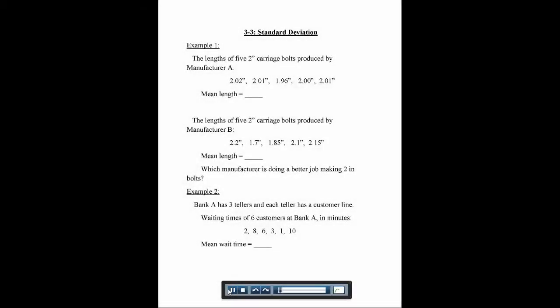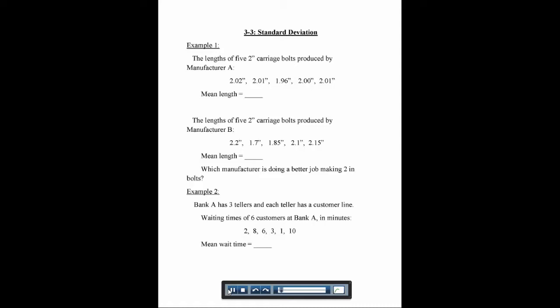In section 3.3, we're going to talk about how to find the standard deviation of a data set. So first, we're going to explore a little bit about why we need standard deviation. Okay, so we have two manufacturers who are manufacturing 2-inch bolts.